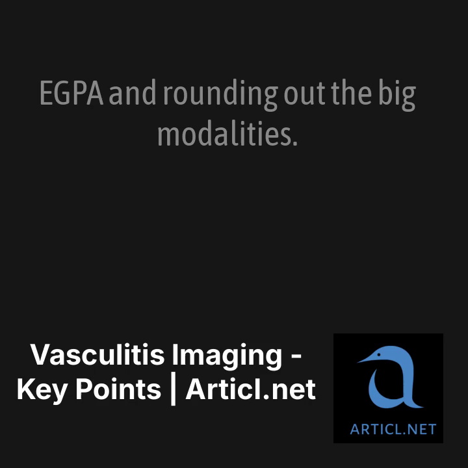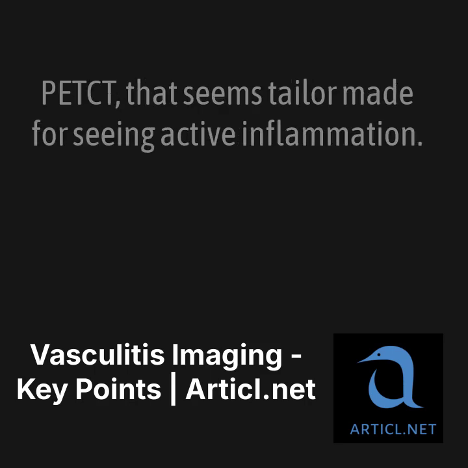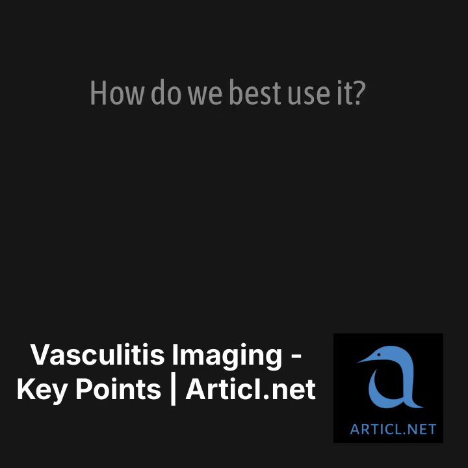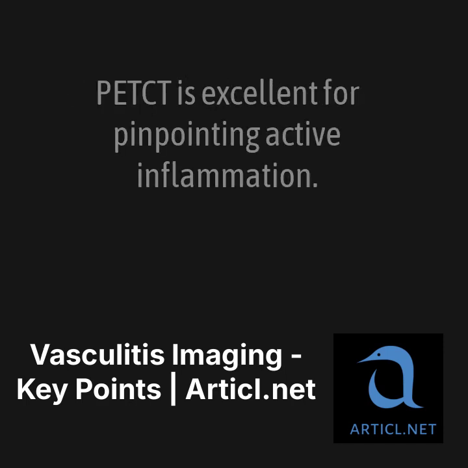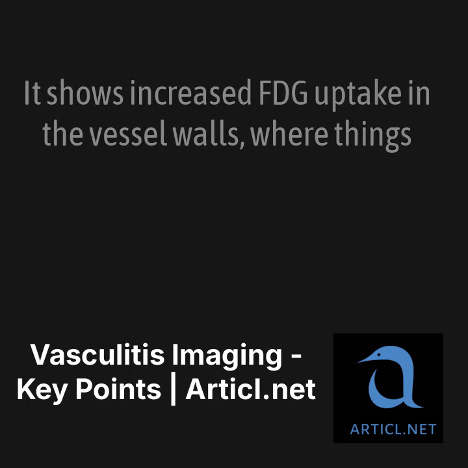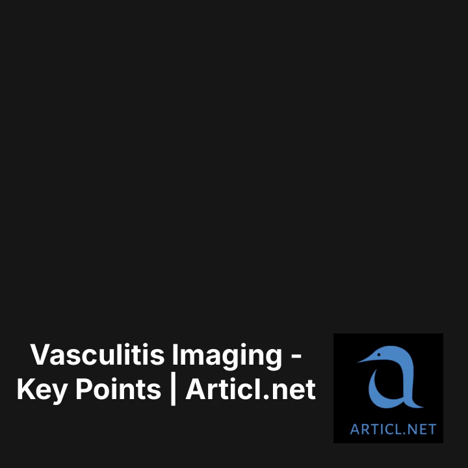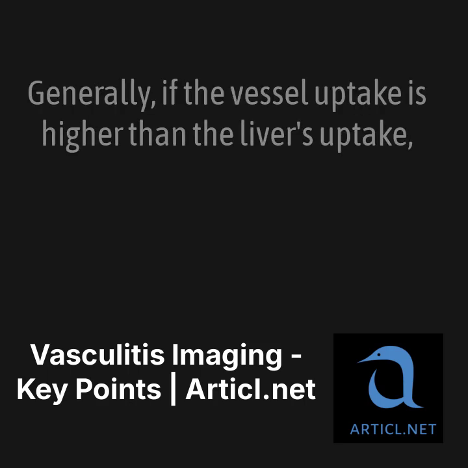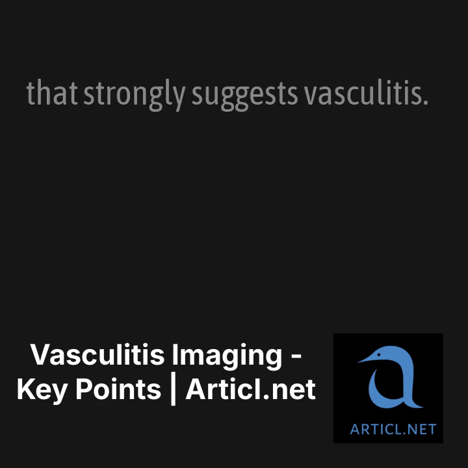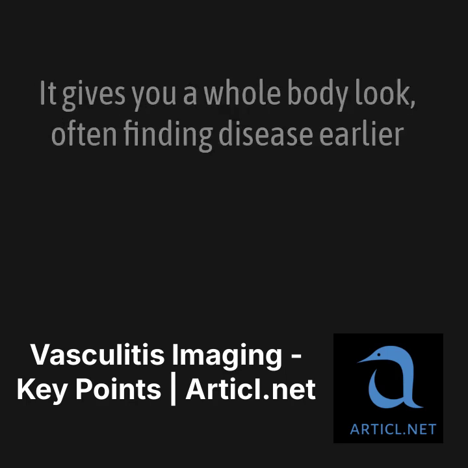And rounding out the big modalities, PET-CT. That seems tailor-made for seeing active inflammation, right? How do we best use it? You hit the nail on the head. PET-CT is excellent for pinpointing active inflammation. It shows increased FDG uptake in the vessel walls where things are hot. Especially good for LVV, like GCA and Takayasu. Generally, if the vessel uptake is higher than the liver's uptake, that strongly suggests vasculitis. It gives you a whole-body look, often finding disease earlier than other methods.